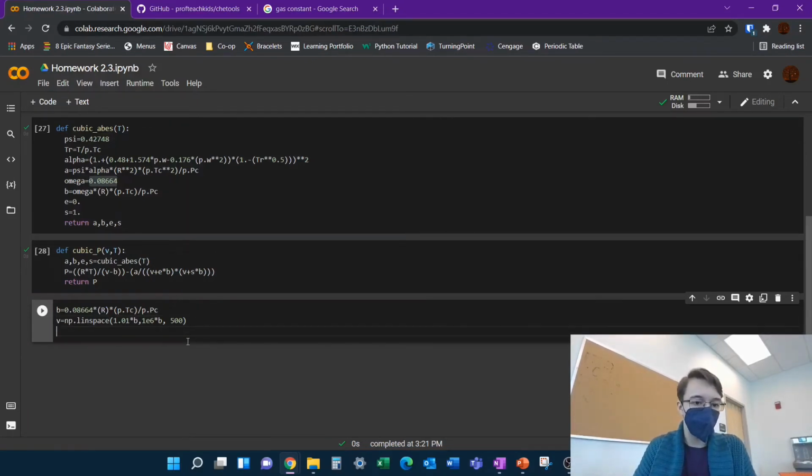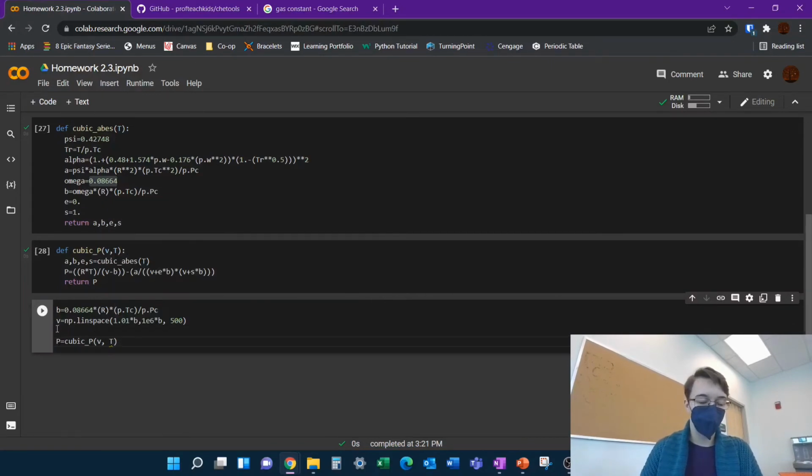So then we're going to need to define our pressures. So we can use the cubic pressure function that we made. So let's call that. And we need to import the volumes. And we have those, so it'll import all the values from up here. And then we'll also need to input a temperature. So let's make a temperature. For now, let's just choose a random temperature, say 400 Kelvin.